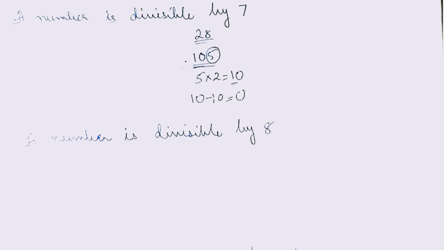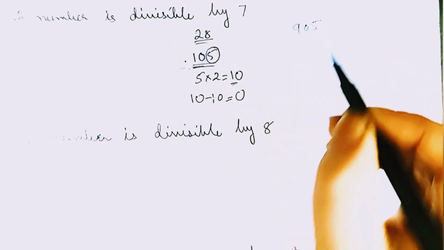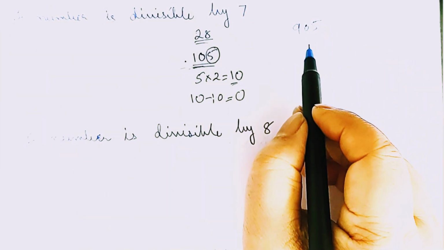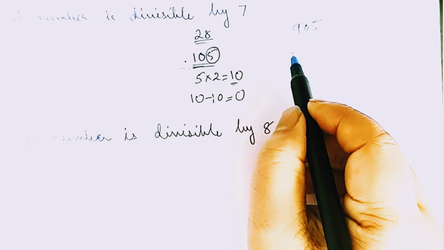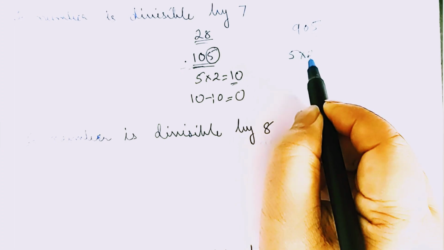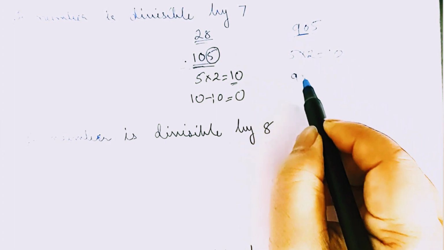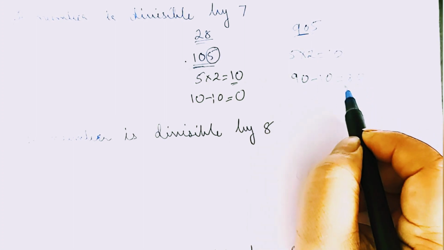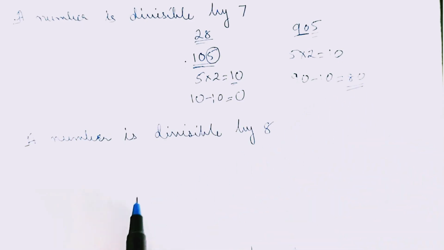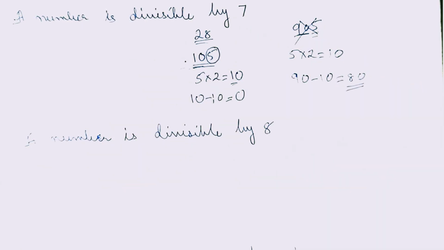Now let's take one more number. Let it be, say, 905. As I said, you have to double the number in the units place. So if you double it, 5 into 2 is equal to 10, and the rest of the number is 90. 90 minus 10 is equal to 80. This is not a multiple of 7, therefore this number is not divisible by 7.